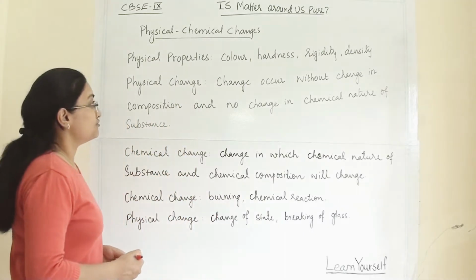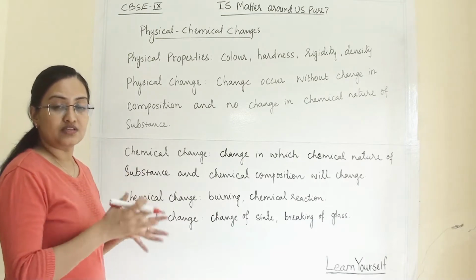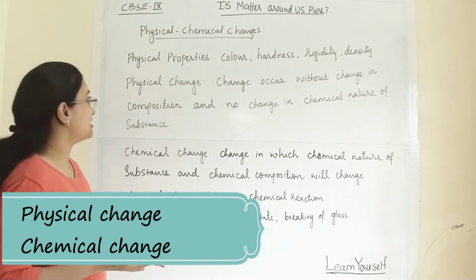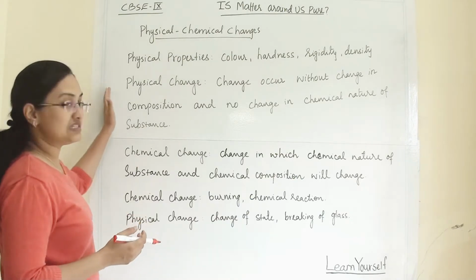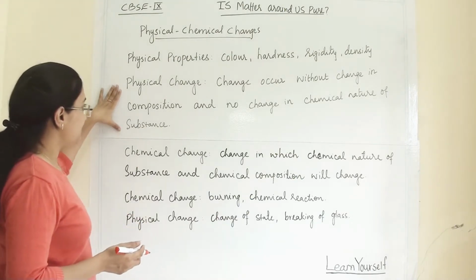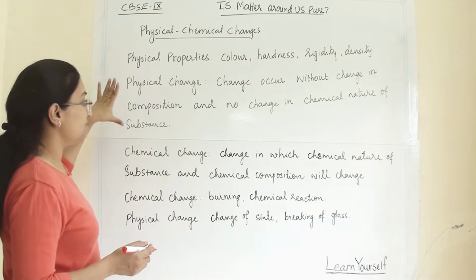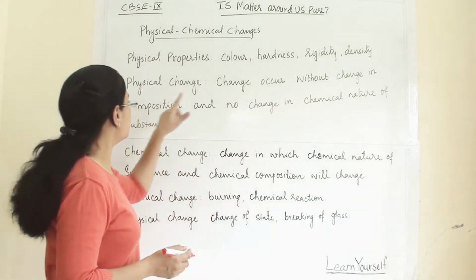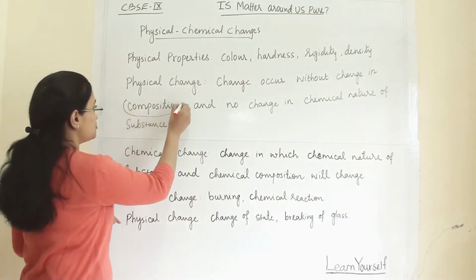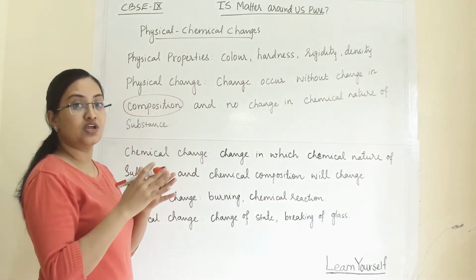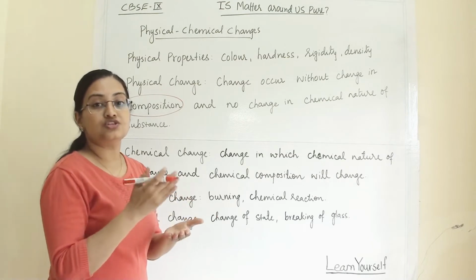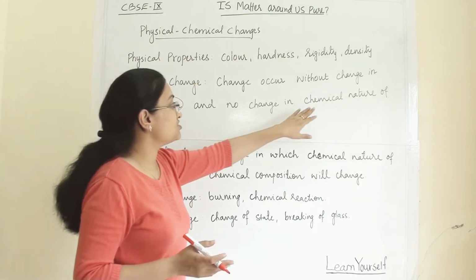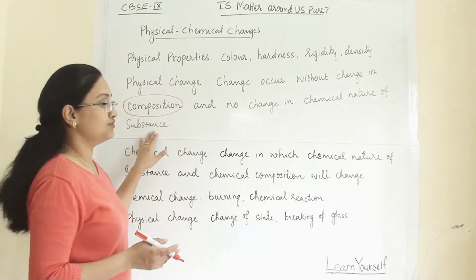So here, first of all, let us understand what is the meaning of physical change and what is the meaning of chemical change. First of all, we will see physical change. This is the definition of physical change, in which it says that change occurs without change in composition. Composition means whatever substance is undergoing a change, the composition of the substance should not change. And no change in the chemical nature of the substance.